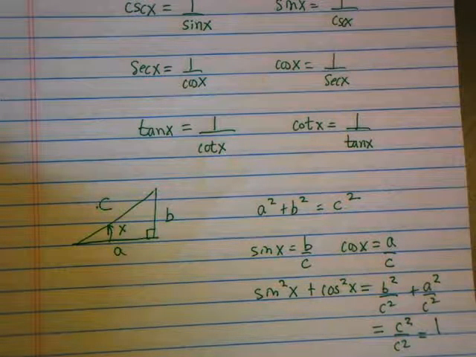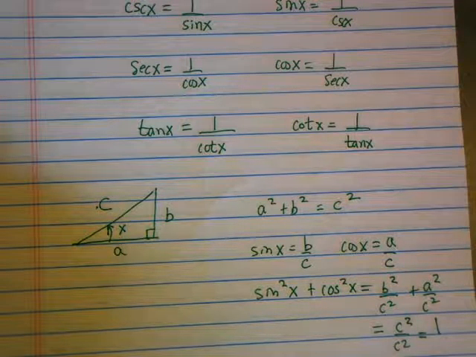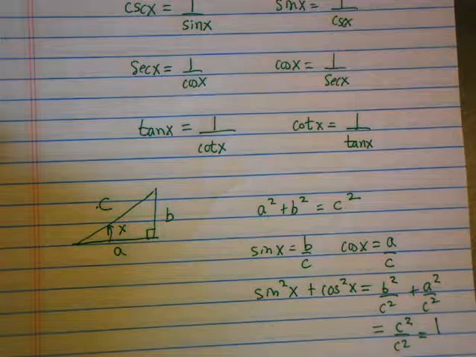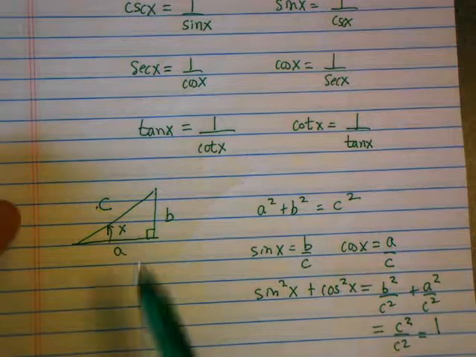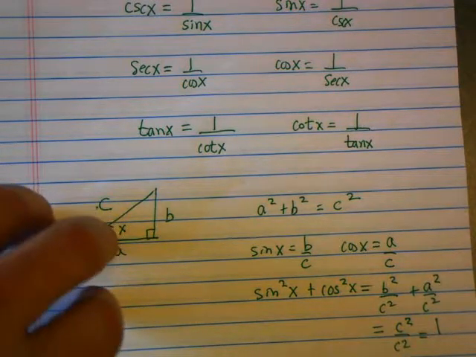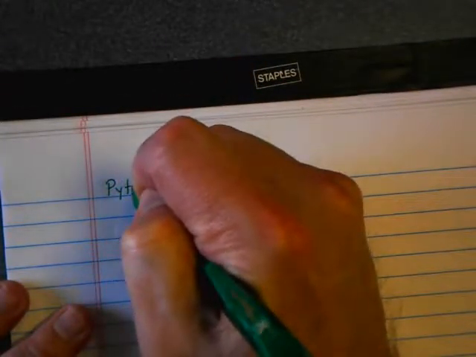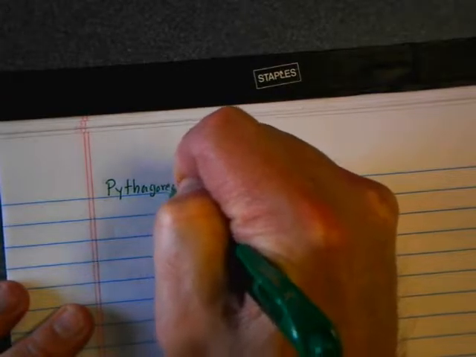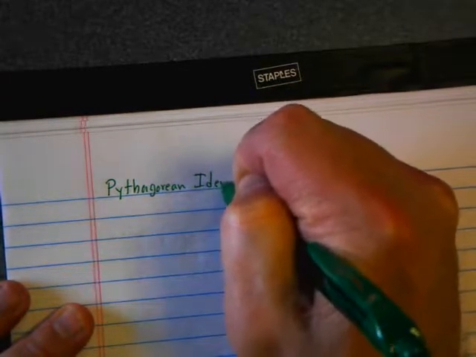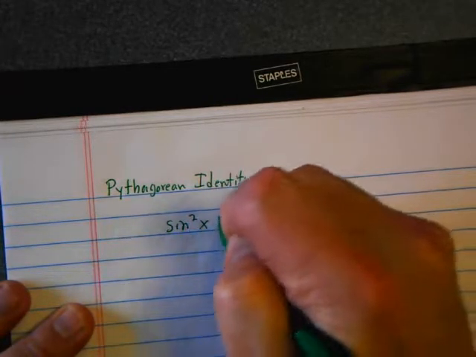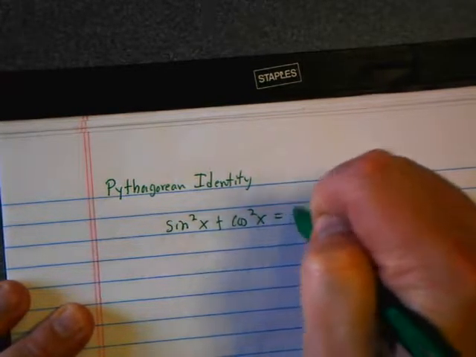All right, so we talked about this identity a while ago, way back in chapter 1, when we talked about sine and cosine in terms of the unit circle. It also turns out it works for triangles. And this is known as the Pythagorean identity, because it comes directly from the Pythagorean theorem. Sine squared x plus cosine squared x equals 1.